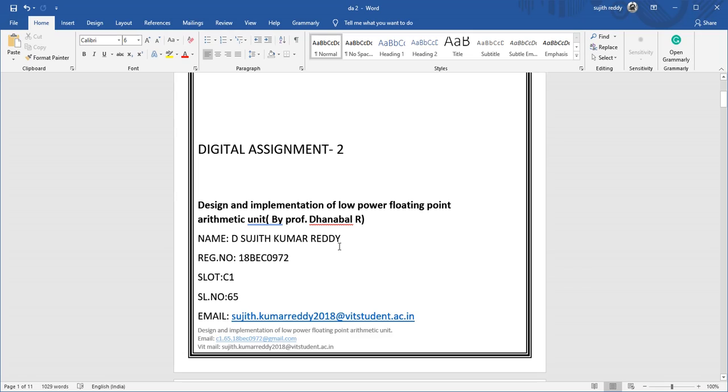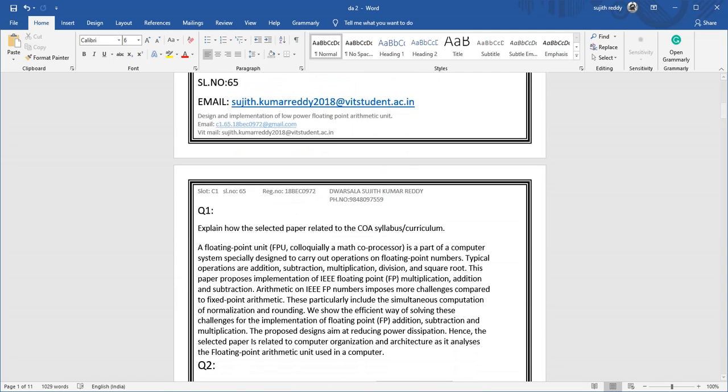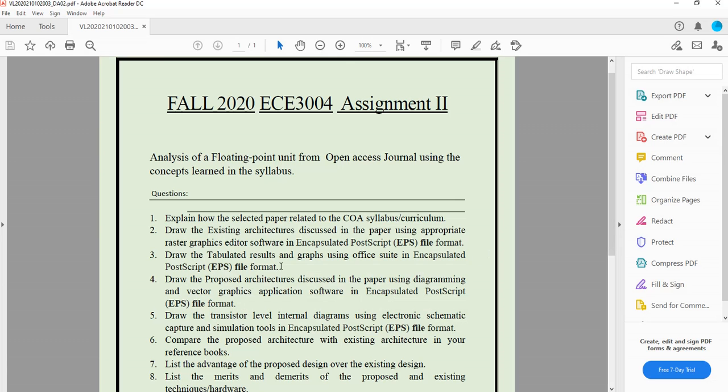The topic I have taken is design and implementation of low power floating point arithmetic unit, and the paper was written by Danbal R. So the first question is: explain how the selected paper is related to the COA syllabus or curriculum.